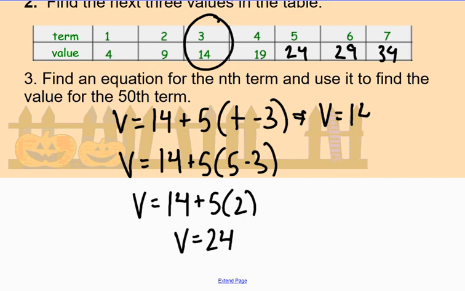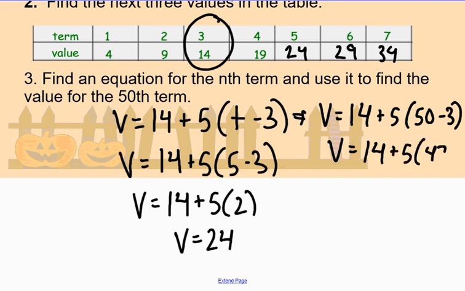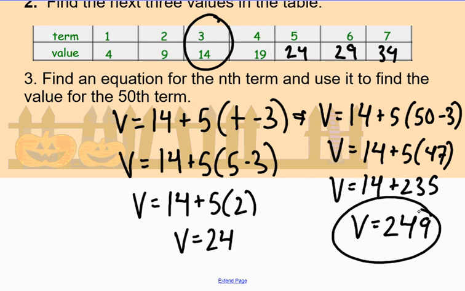So the value is 14 plus 5 times 50 minus 3. Value equals 14 plus 5 times 47. Then you grab your calculator, probably type in 5 times 47, find out you get 235. If I add 14 to that, I'm going to be at 249 as the value of the 50th term. So they can use this Bruin point slope idea for larger patterns.